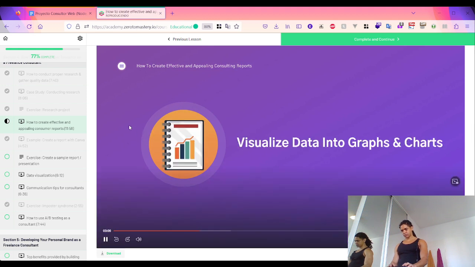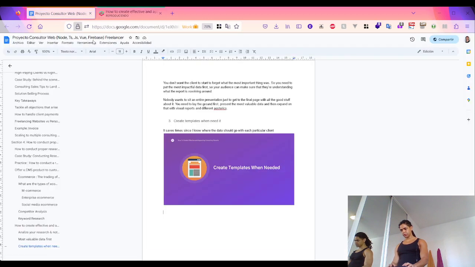After that, always remember that you want to visualize data into easy-to-read graphs and charts.